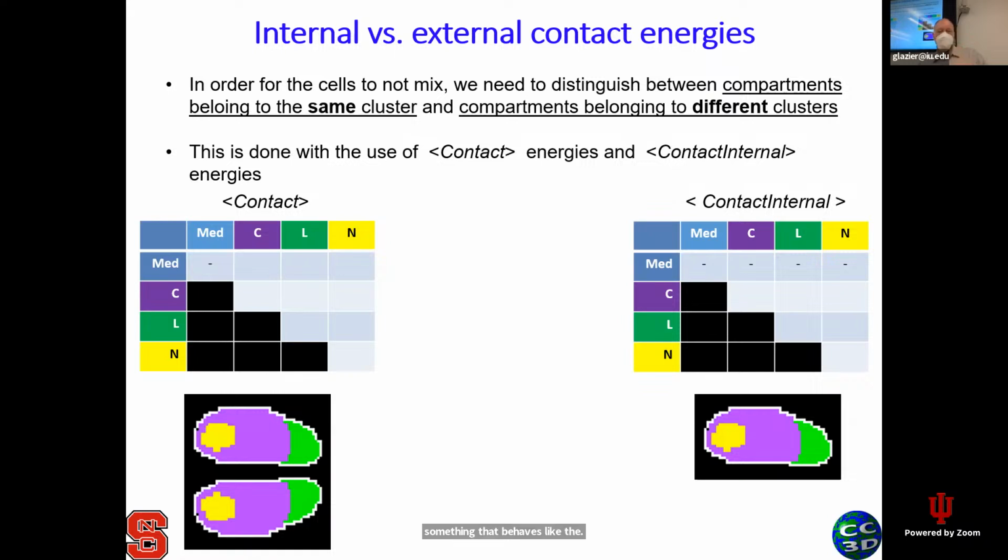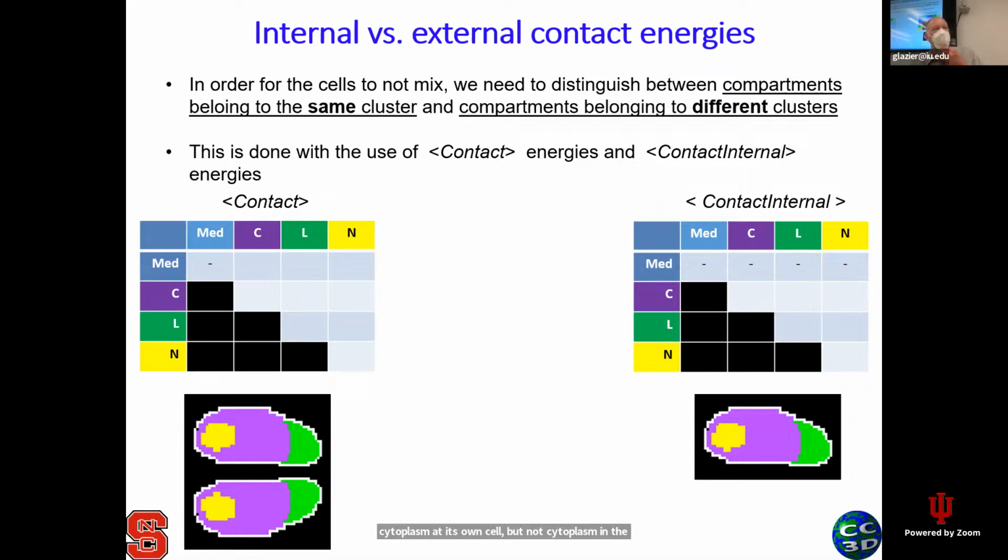And so what we're going to do then is, instead of having one table of contact energies, we're going to have two tables, one of which says, what are the contact energies between the components within a cell? And a second table that says, if the components are in different cells, how do they interact? So, for example, nucleus will like to touch cytoplasm in its own cell, but not like to touch cytoplasm in a neighboring cell. Lamellipodium will like to touch nucleus and cytoplasm in its own cell, but not cytoplasm in the neighboring cell.